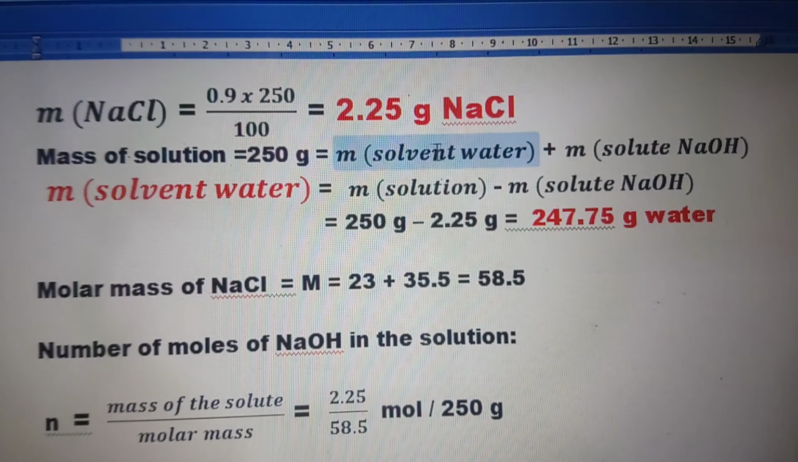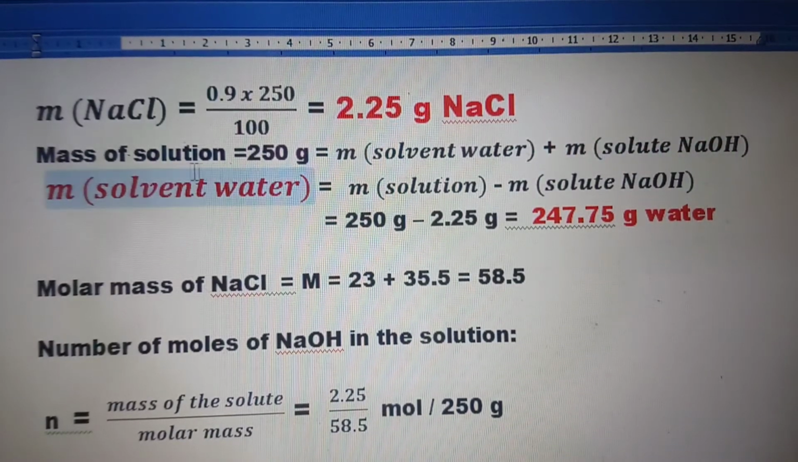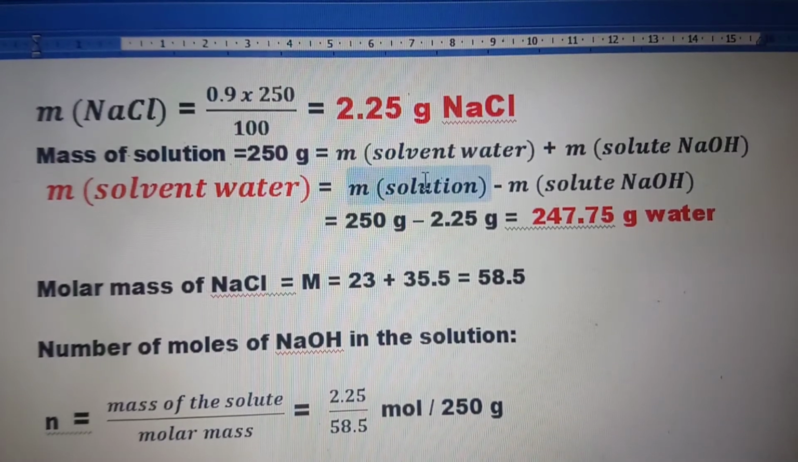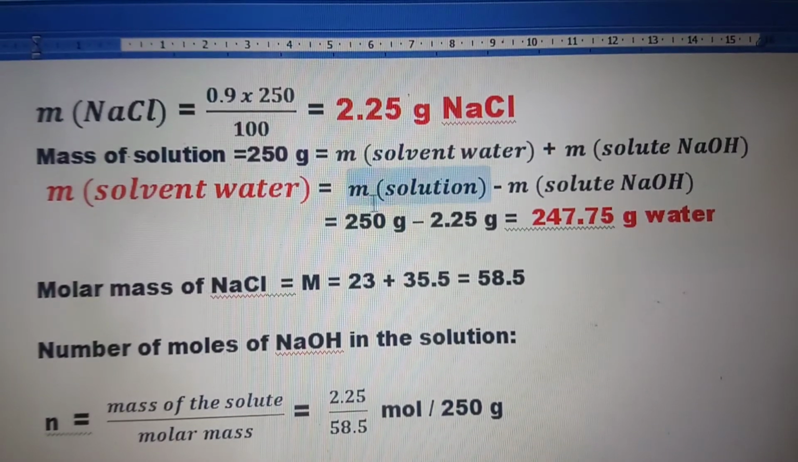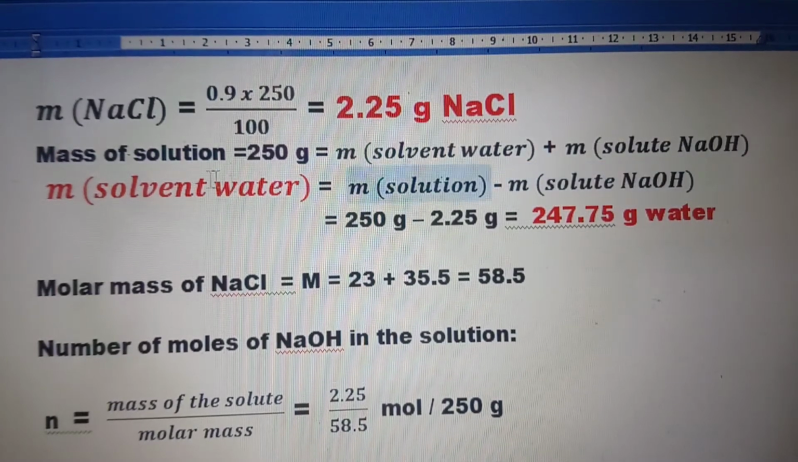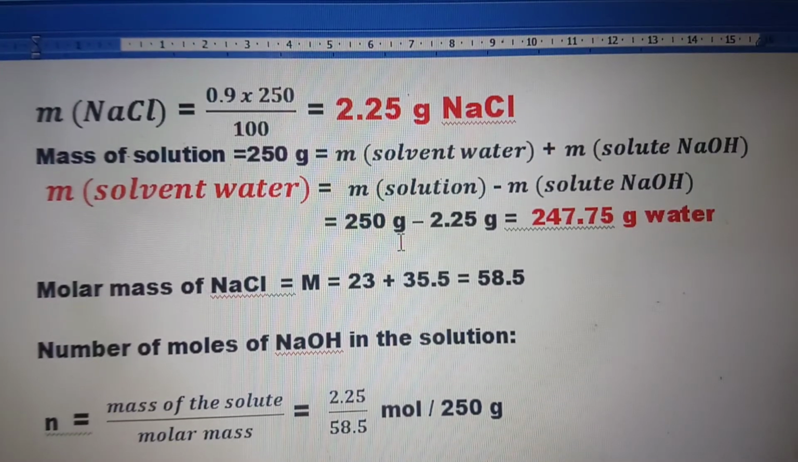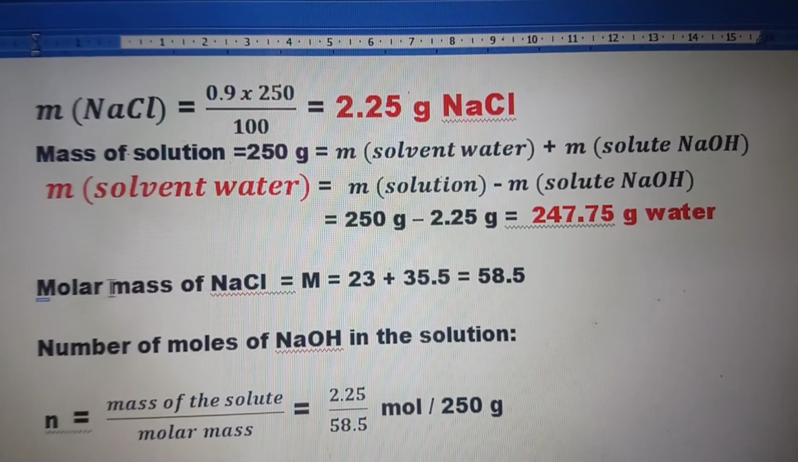Actually, it is the mass of the solvent water plus the mass of the solute sodium chloride. We got the solute sodium chloride as 2.25 and we have the mass of the solution as 250. Therefore, from this equation we can obtain the mass of solvent water. When it goes to the right side, the mass of solution minus the mass of solute will be equal to the mass of solvent, and that is 250 gram minus 2.25 gram, which is equal to 247.75 gram.